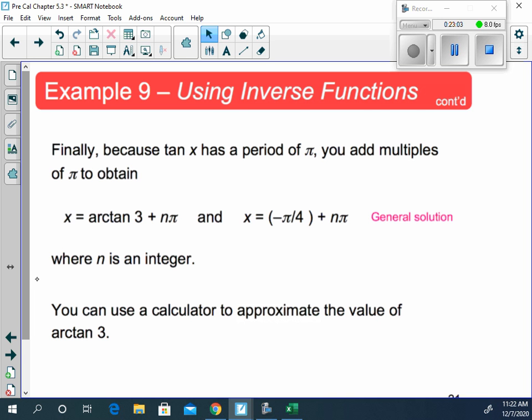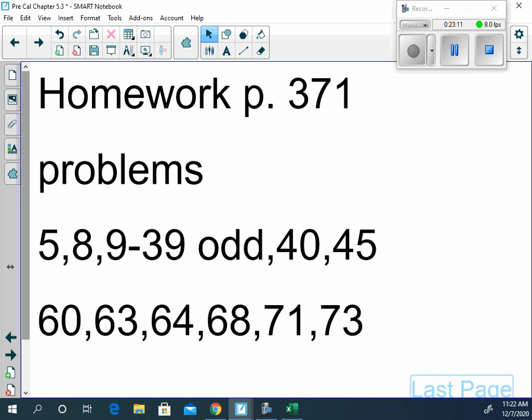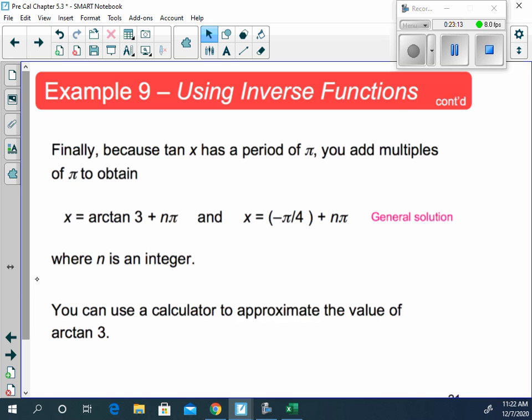And I'll check the decimals and make sure that they are the same. You can use a calculator to approximate the value of arctan of 3, which we did. And that's it. Questions on this here? Okay.